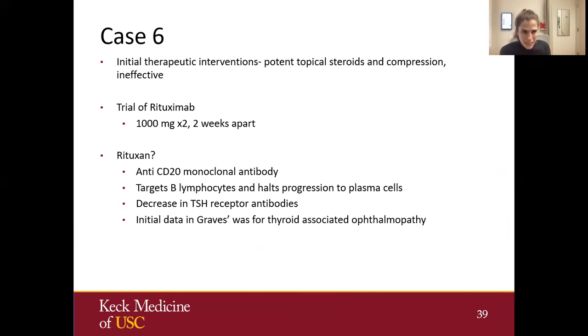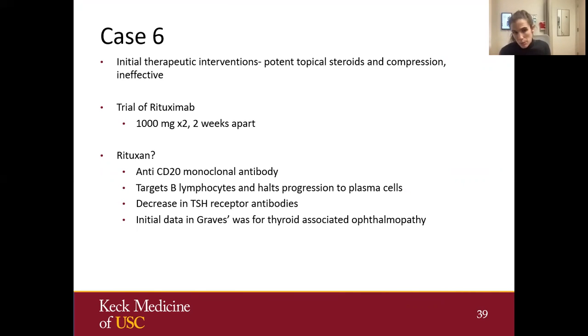So this is my second to last case. And oh, I'm so sorry. For this gentleman, this is one time when I again touch on therapeutics. So we tried some basic therapies for him right off the bat, which was just topical steroids and compression stockings, and that was not doing the trick.